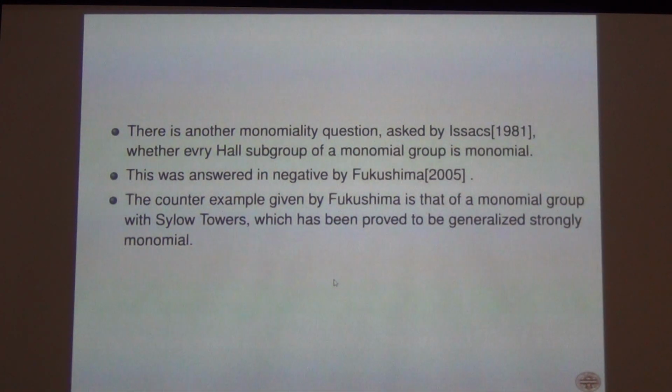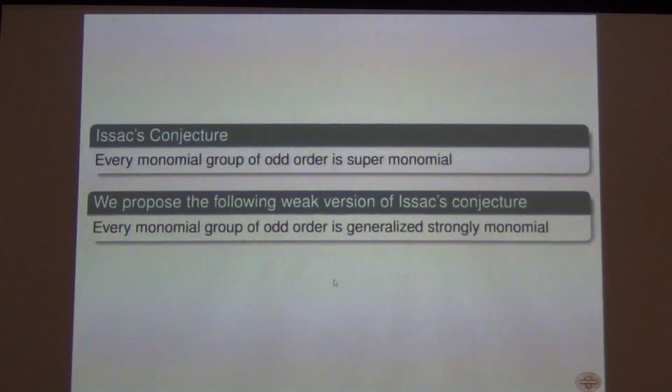So all the examples, counterexamples we could see in the theory of monomial groups, they happen to be generalized strongly monomial. So maybe you can pose a weak Isaac's conjecture. Isaac's conjecture is that every monomial group of odd order is super monomial. And now since it has been proved that super monomial groups are generalized strongly monomial, one can ask a weaker conjecture of Isaac's: whether every monomial group of odd order is generalized strongly monomial.